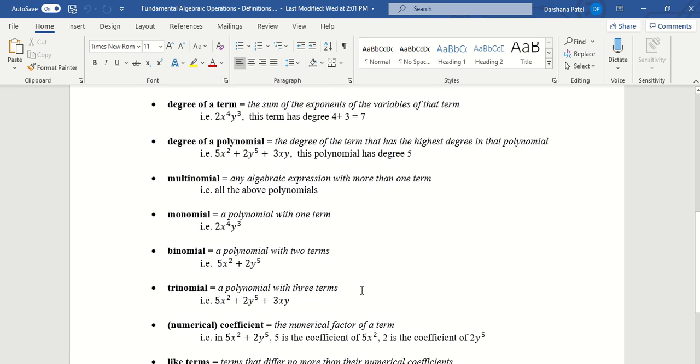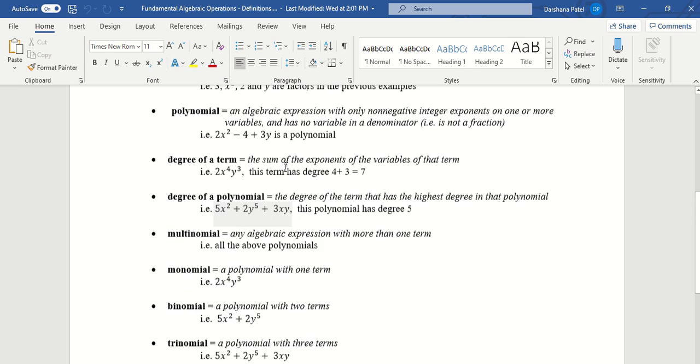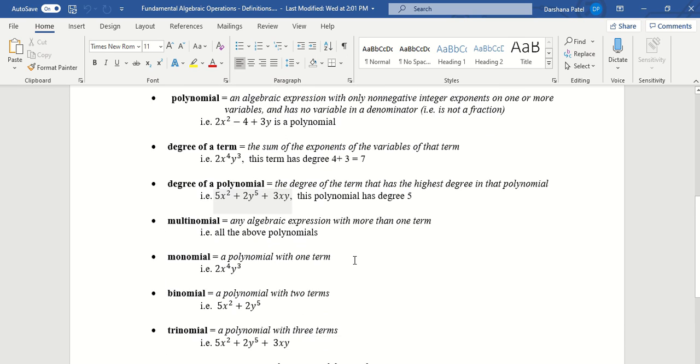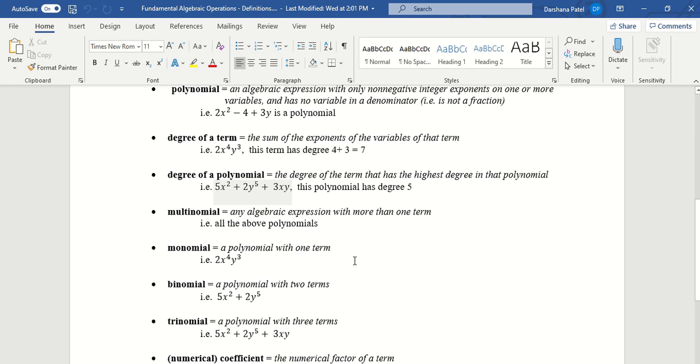Multinomial, as the name suggests, any algebraic expression with more than one term we call a multinomial. This is a multinomial. This is a multinomial. Okay. A monomial is a polynomial with only one term. So this is an example of a monomial. It has two variables, but it only has one term. Terms are separated by pluses or minuses. So this is separating the terms. This is separating a term. Negative 4 and positive separates the terms.